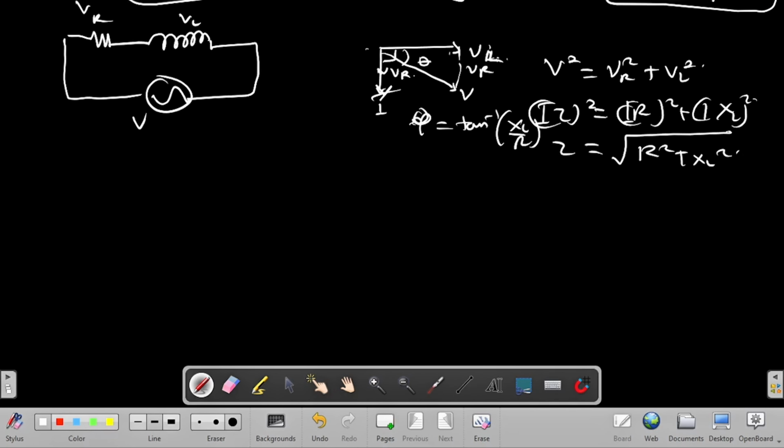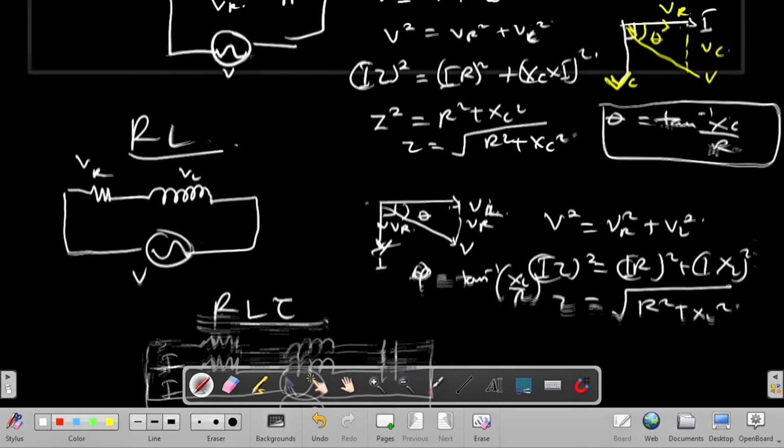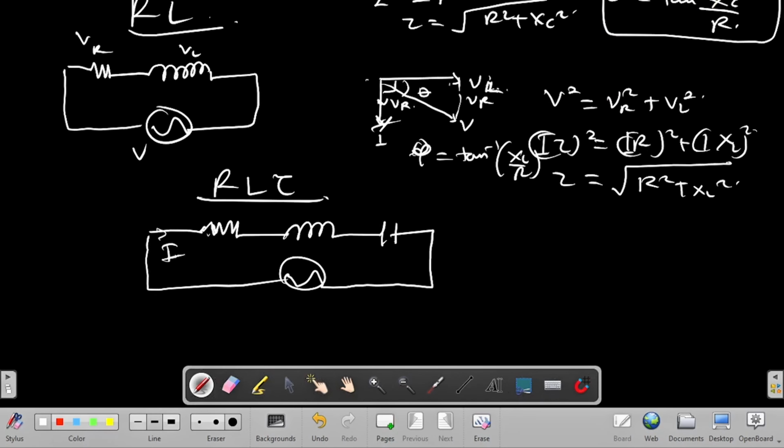So let's finally analyze what we call an RLC circuit. In an RLC circuit, I have resistance, inductance, and capacitance all together, right? So my resistor comes here, in series with my inductor, in series with my capacitor. As simple as that. Connected to an alternating source here, with my current I flowing through.